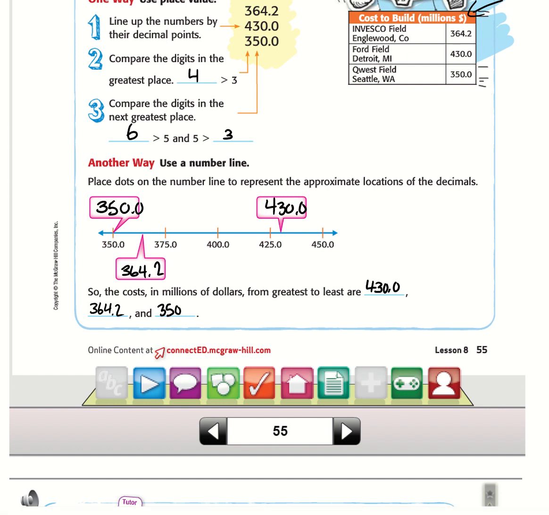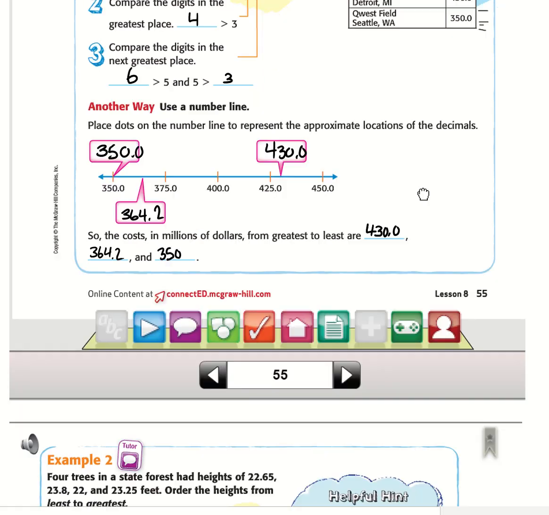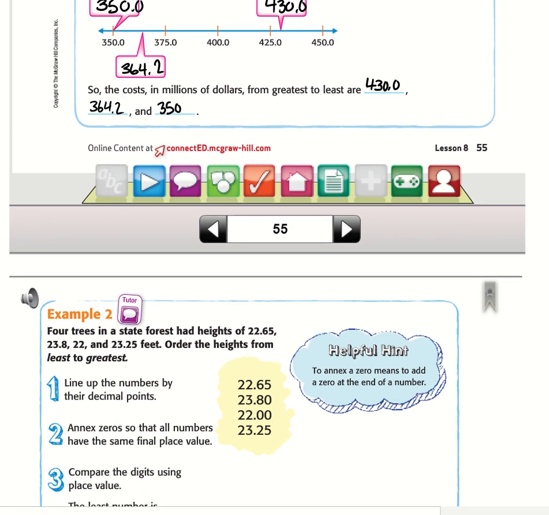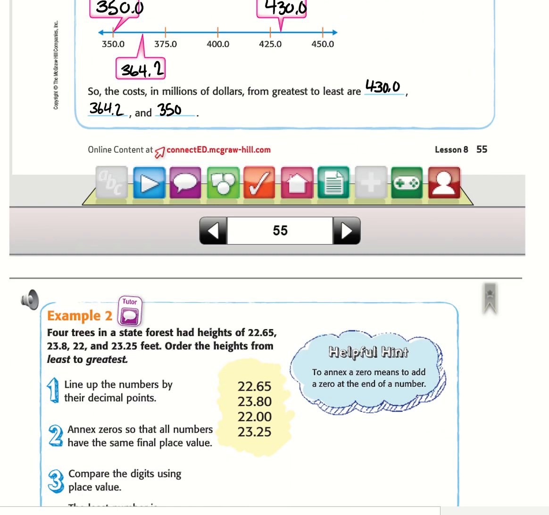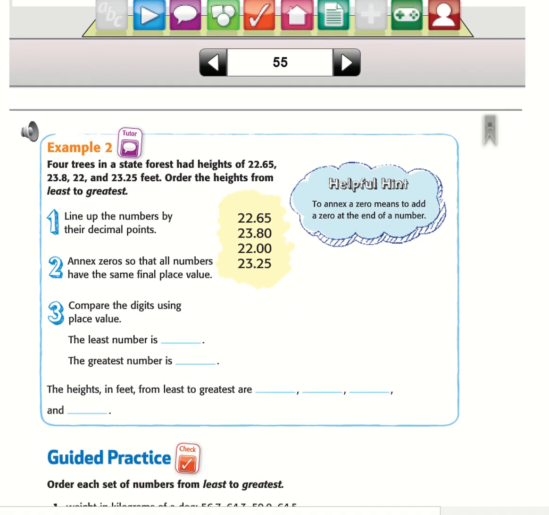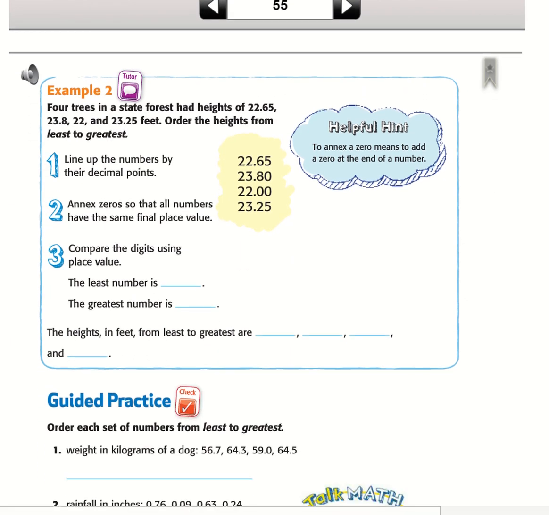And just remember, when we use the number line, the numbers on the right are always greater than the numbers on the left in terms of positive values. The numbers on the right are always greater than the numbers on the left, always. So that was page 55. That was example 1. We're going to move on to example 2.